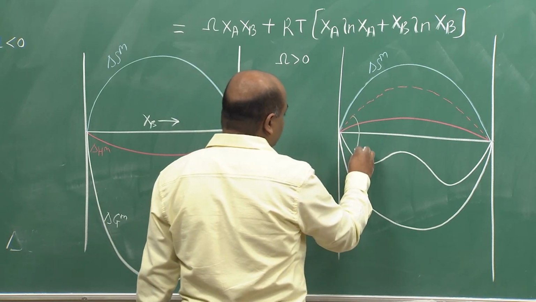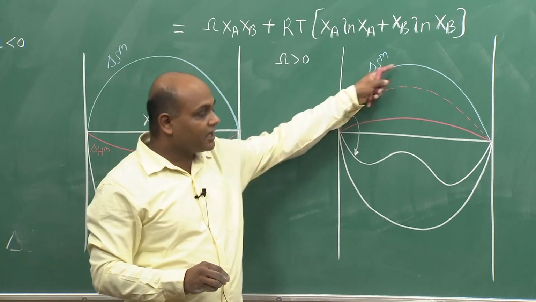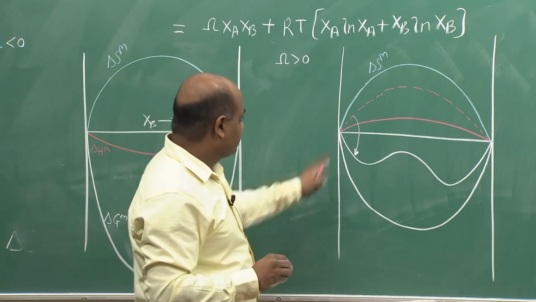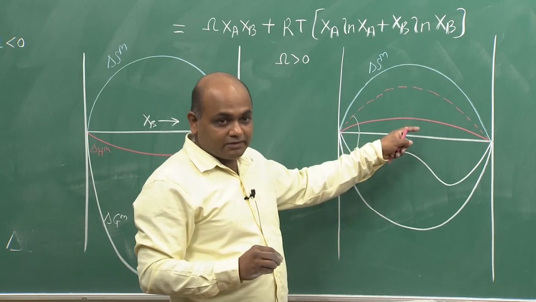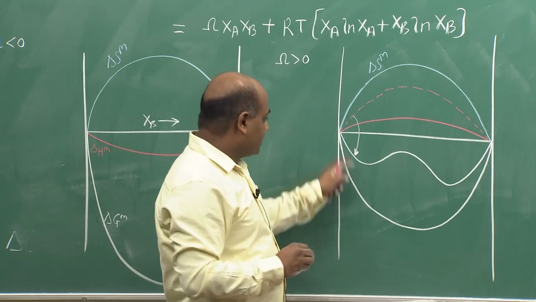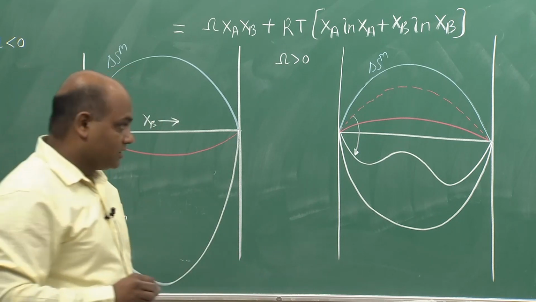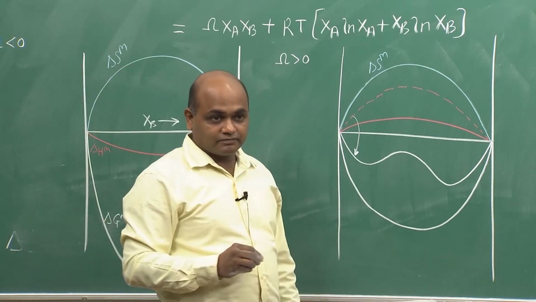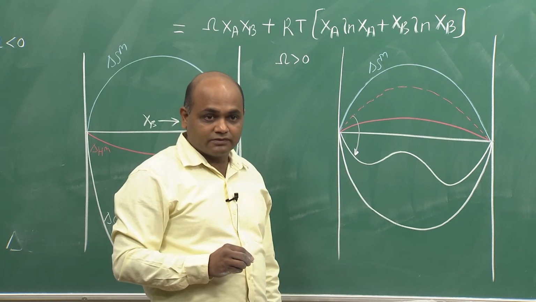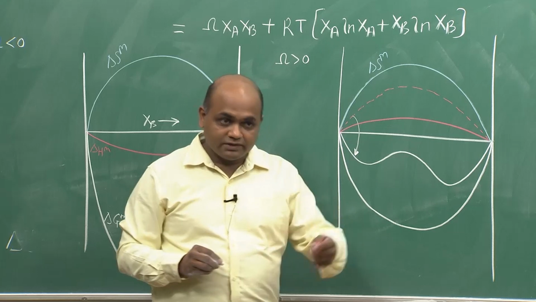So this delta GM curve corresponds to this delta HM. We are still assuming ideal or random mixing, so delta SM will not change for the assumption of random mixing. But because delta HM is becoming more and more positive, it will affect the curvature, and beyond a certain value of delta HM it will just develop a negative curvature in between. Now, this is very important because it will affect the stability of the solution, and how it will affect we will see in the next class.